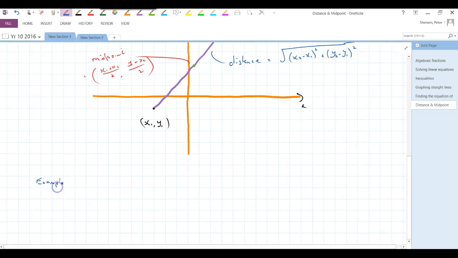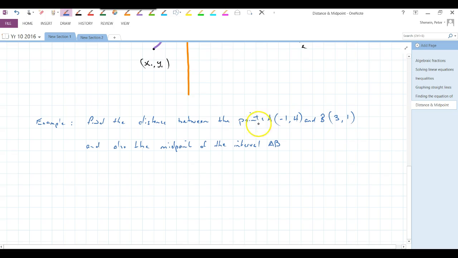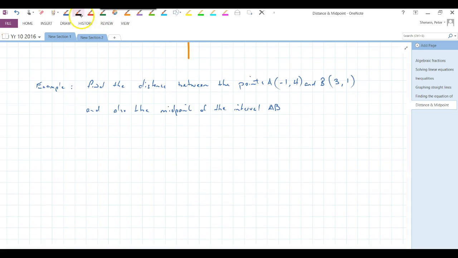Example: find the distance. In this example, we want to find the distance between the points A(-1, 4) and B(3, 1), and also the midpoint of that interval. We don't need to draw this up, but it might assist us with our understanding of the question. So go to (-1, 4), which is up here somewhere. We're not going to worry too much about exact, and (3, 1) is over here somewhere.